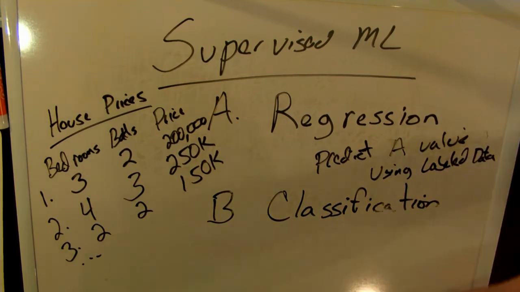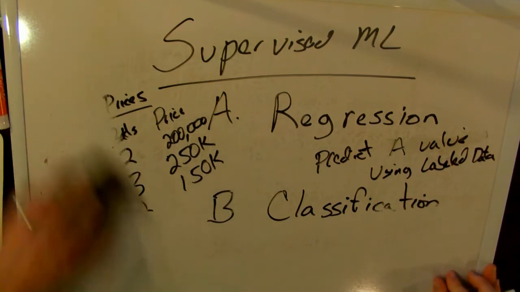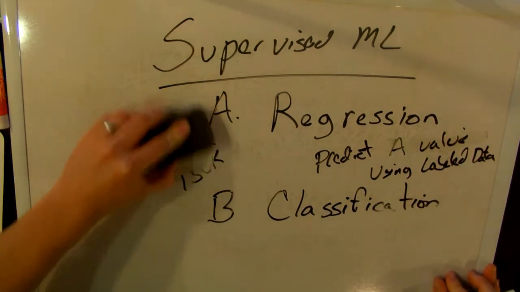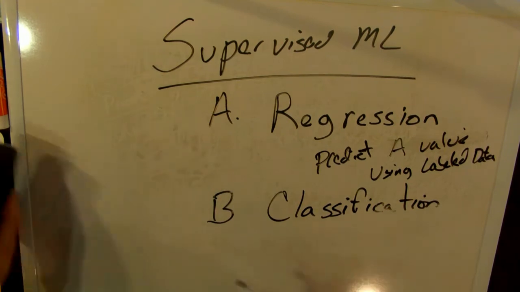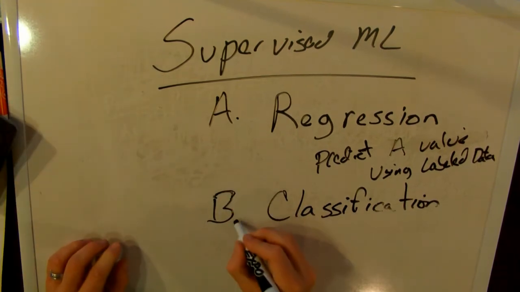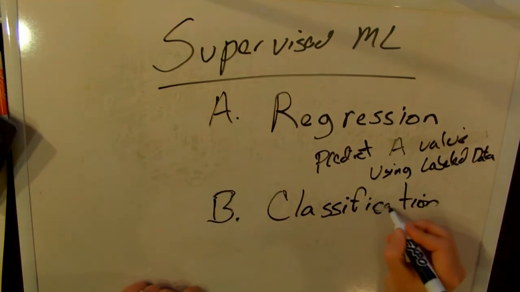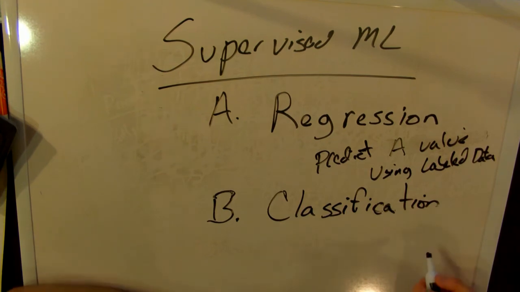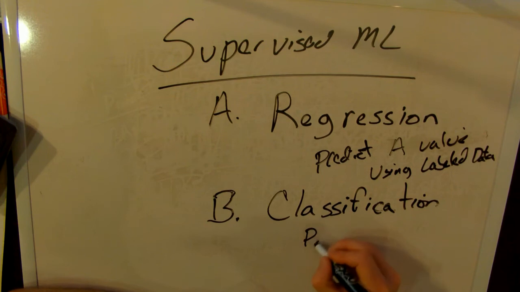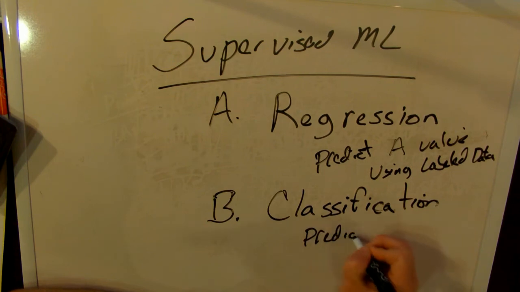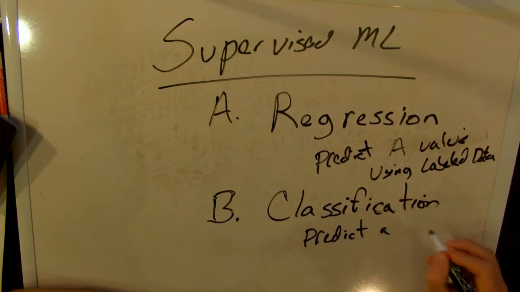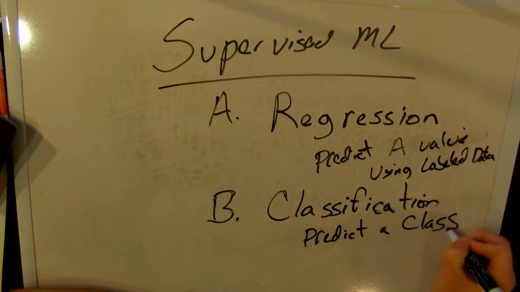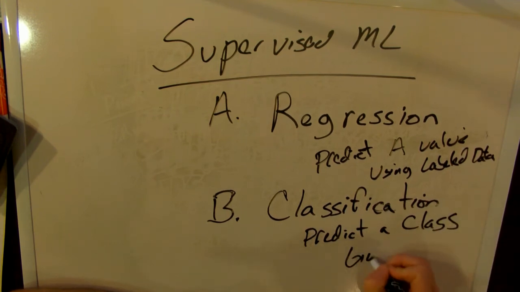All right. So let's talk about classification now and how that differs from regression. Classification is slightly different, but it's very, very similar. In classification, what we're going to do is predict a class, given labeled data.